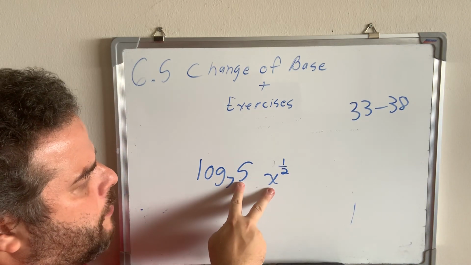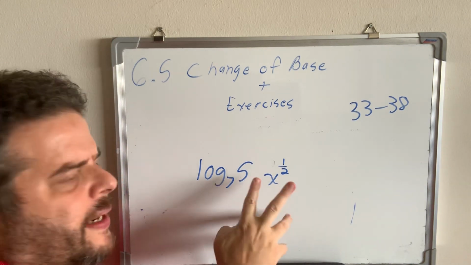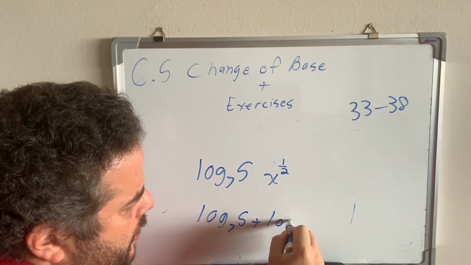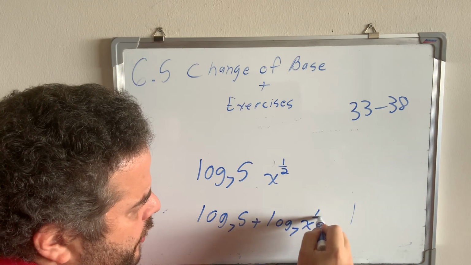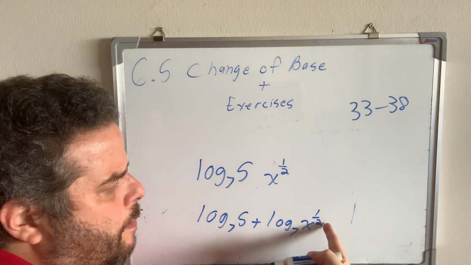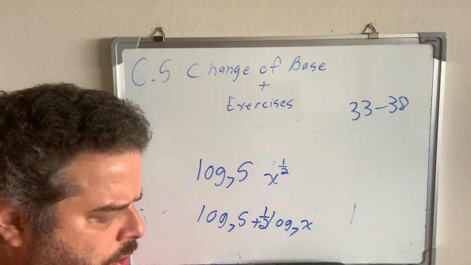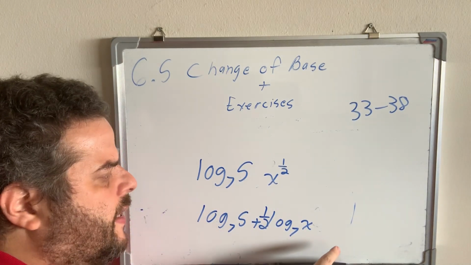Now this is a multiplication. So I'm going to do an addition. Log base 7(5) plus log base 7 of x to the 1/2. This is a power now. It comes up from multiplying and you're done. That logarithm has been expanded.